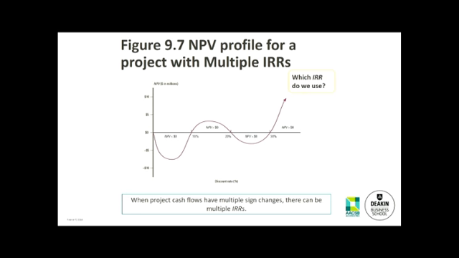Let me see it again. My initial investment, negative $10. Year 1, I have a negative cash flow of negative $2. Year 2, $10. Year 3, $20. How many internal rate of returns?